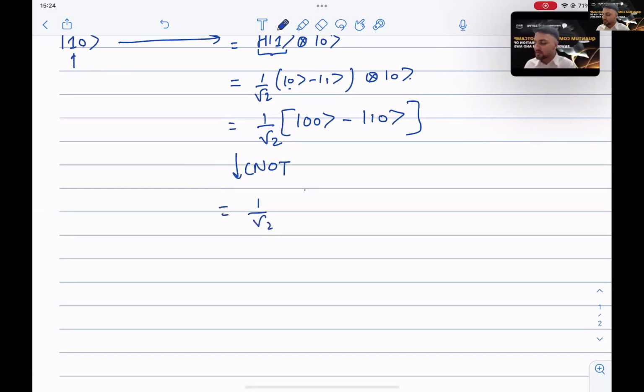So what happens if I apply C naught on 0, 0? Okay, what is the definition of the control NOT gate? Nothing happens. Yes, nothing happens. What is the definition of control NOT gate? Yeah, okay, so the answers are coming. Okay, so basically 0, 0 remains unchanged. 1, 0 becomes 1, 1, very good.